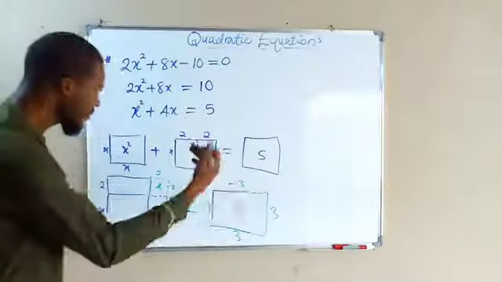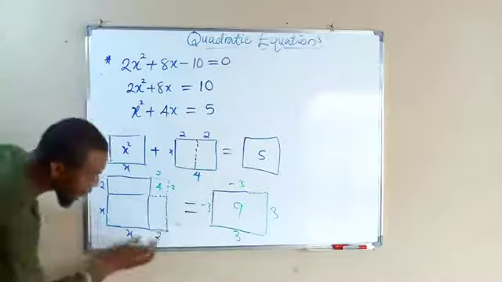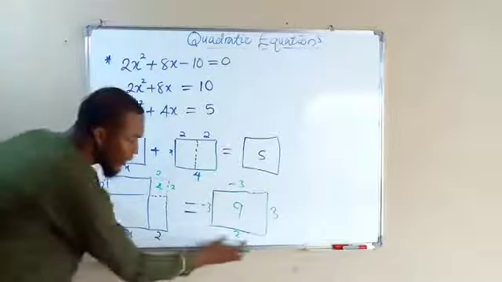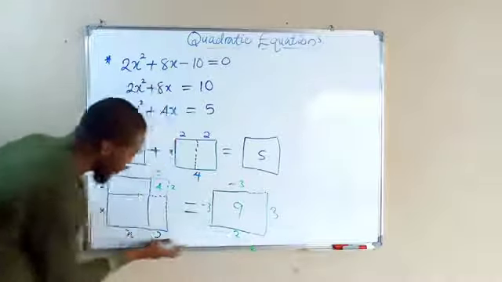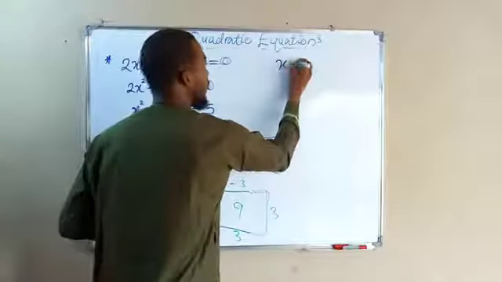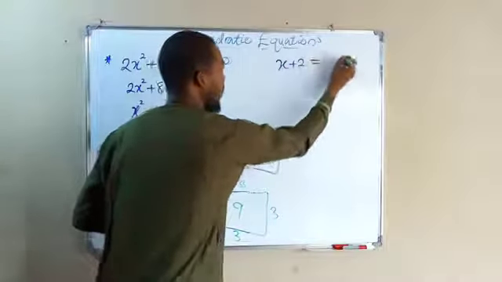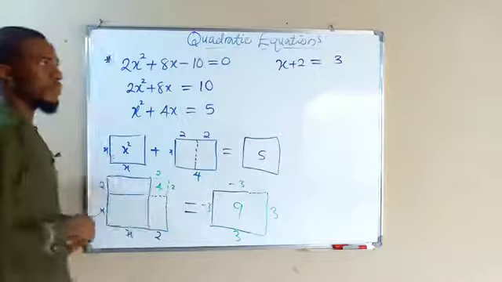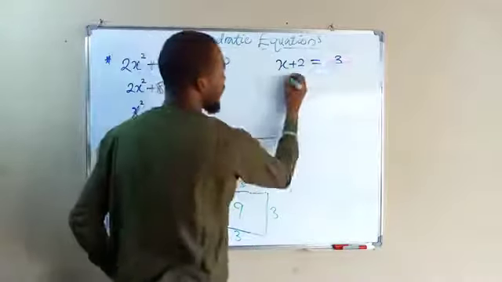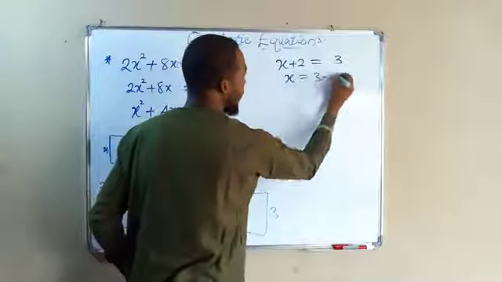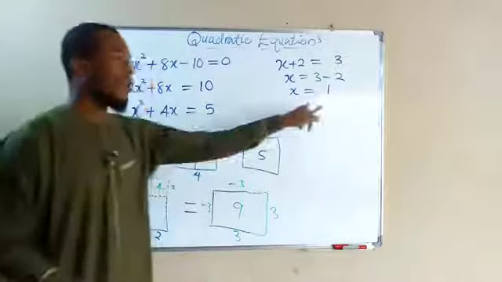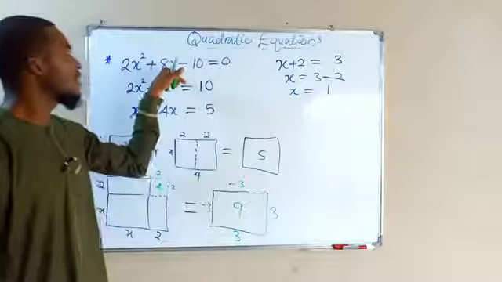This side is x plus 2. The total length of this side is x plus 2, and we have a total length of this side equal to 3. So we can equate them together. We say x plus 2 equals 3. Now, to find the value of x, we take 2 to the right hand side and we say x equals 3 minus 2, and x is equal to 1.